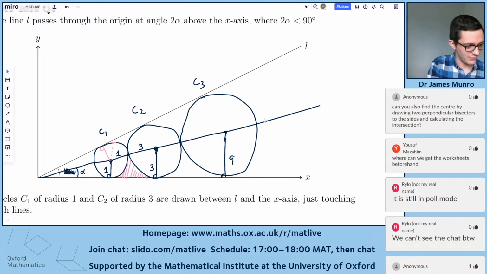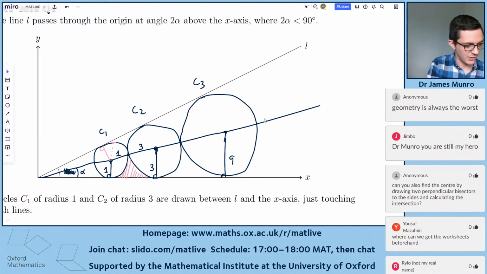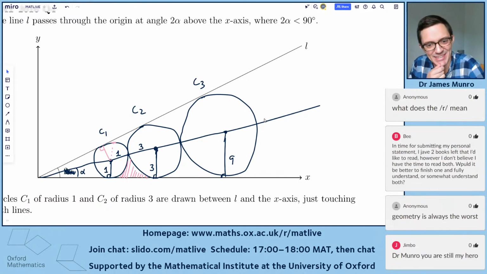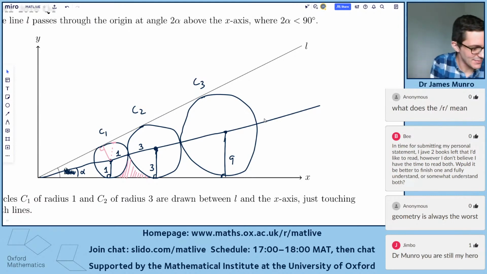People are not fans. Right, people want to ask about admissions. So the R means redirect. It's also the notation that Reddit uses for the different Reddit boards on Reddit. So sometimes people think that it's a Reddit thing. It's not a Reddit thing. /r/matlive, that could be a Reddit, but it's not a Reddit. It's how our website works. It's got the main bit of the website and then redirect to MATLive.